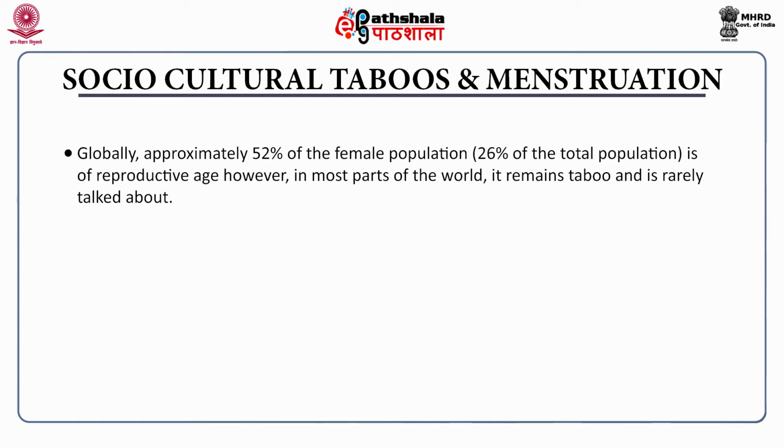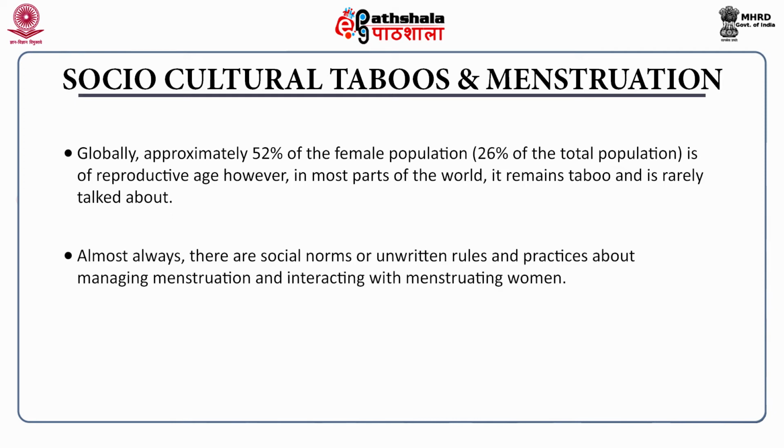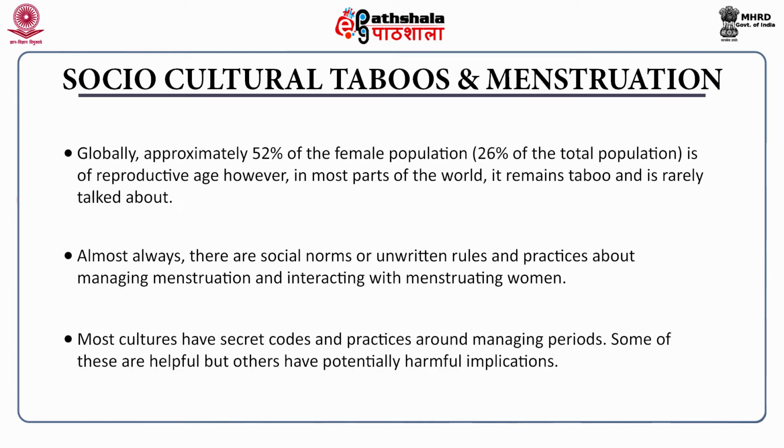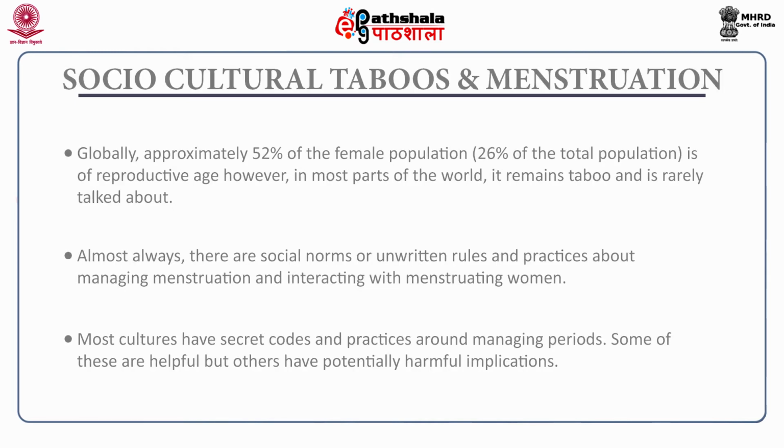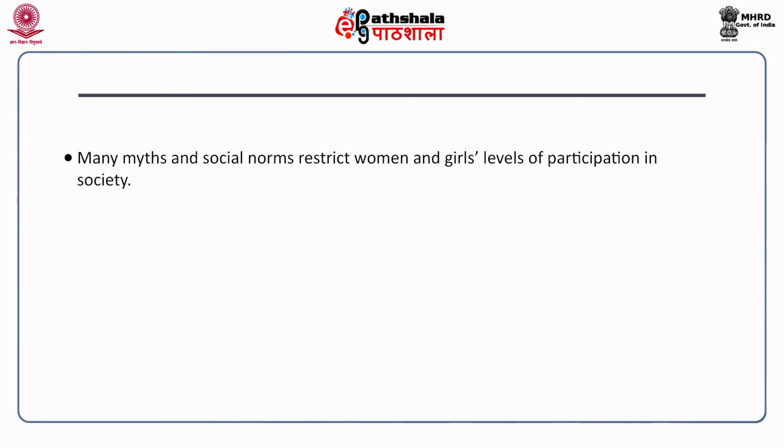Now, if you look at the cultural and religious beliefs on menstrual hygiene, many cultures and beliefs have myths relating to menstruation. Almost always there are social norms and unwritten rules and practices about managing menstruation and interacting with menstruating women. Most cultures have secret codes and practices around managing periods. Many myths and social norms restrict women and girls' level of participation in the society. This can make their daily lives difficult and limit their freedom.